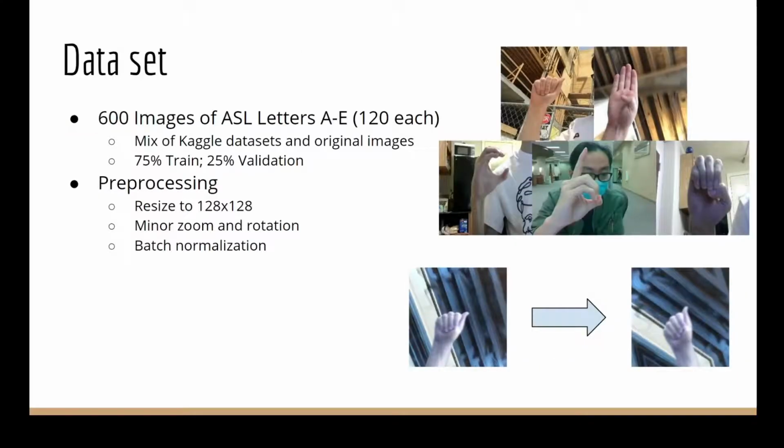As for our dataset, we will be utilizing 600 images of American Sign Language letters A through E, coming from Kaggle datasets as well as our original submissions. The data will be split into 75% and 25% as training and validation datasets, respectively. In terms of pre-processing, we began by resizing all the images to a size of 128 by 128, followed by the addition of minor zoom and rotation in order to prevent any overfitting in the model. Batch normalization was also applied to the dataset in hopes of increasing the model's speed and performance.